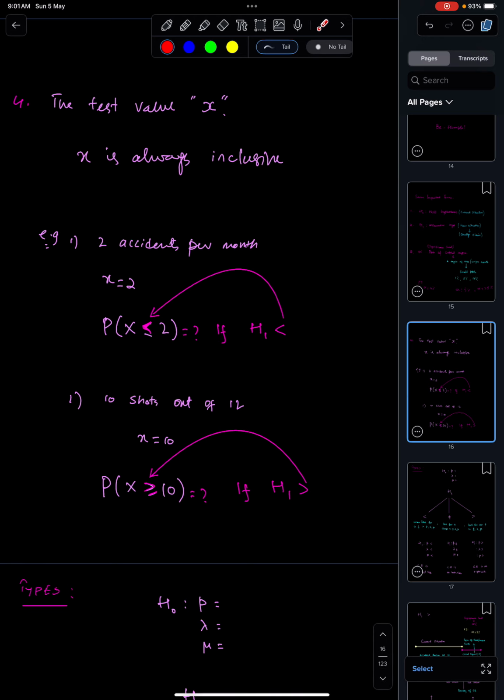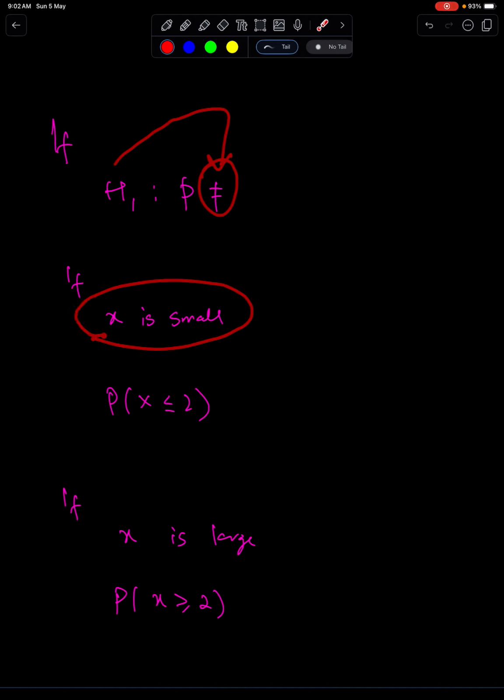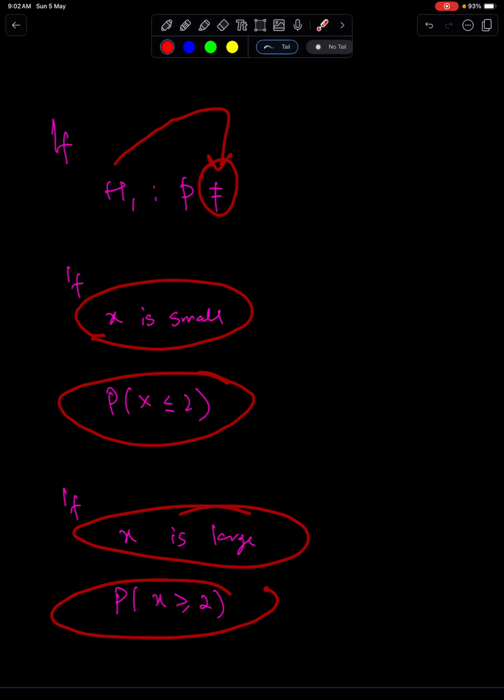And what if H1 has a not equal sign? Then if X is small, then we would find this probability because critical region is on left side. And if X is large, then we would find this probability. So in this case, when H1 has a not equal sign, we check X. If X is small, then we would find this probability. If X is large, then we would find this probability.